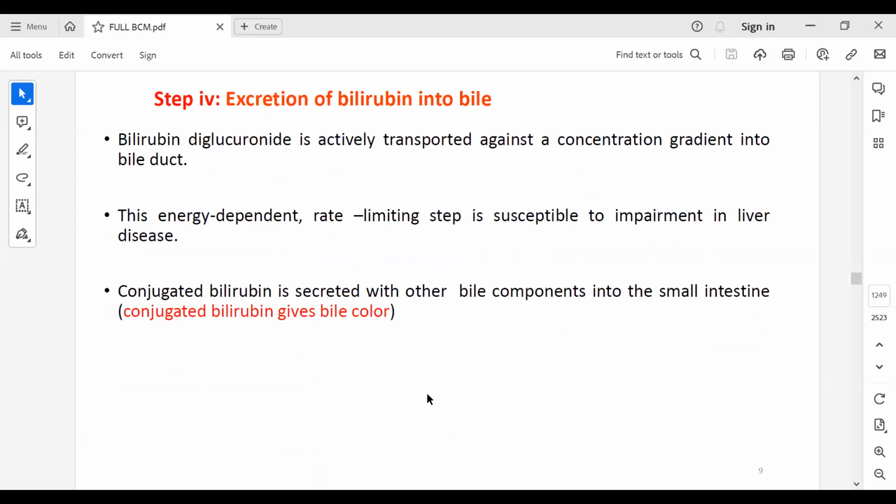So moving on, the last thing will be now excreting the bilirubin into the bile. So remember, it has 2 glucuronic acid, which will now be actively transported against a concentration gradient into the bile duct. So again, all that glycolysis, all that TCA cycle, all against the concentration gradient.